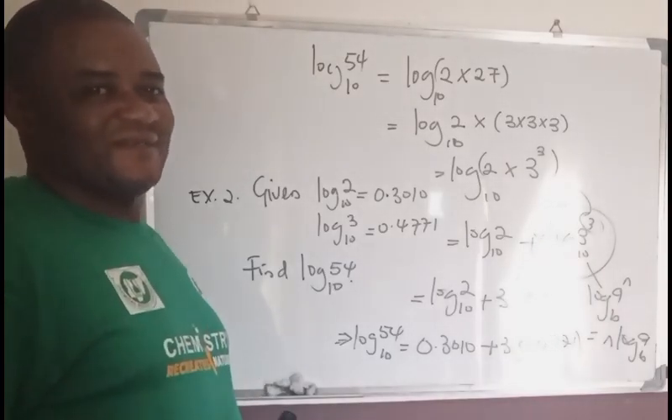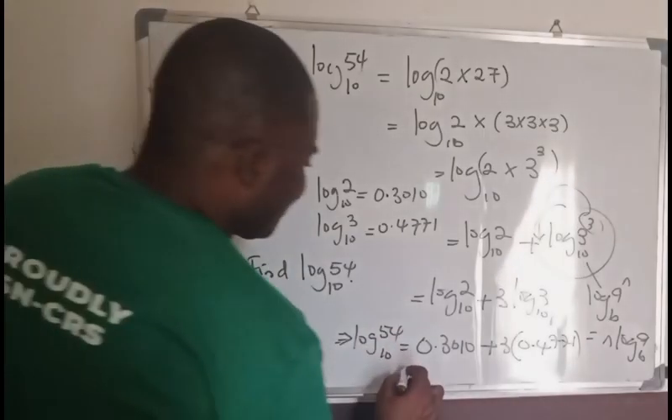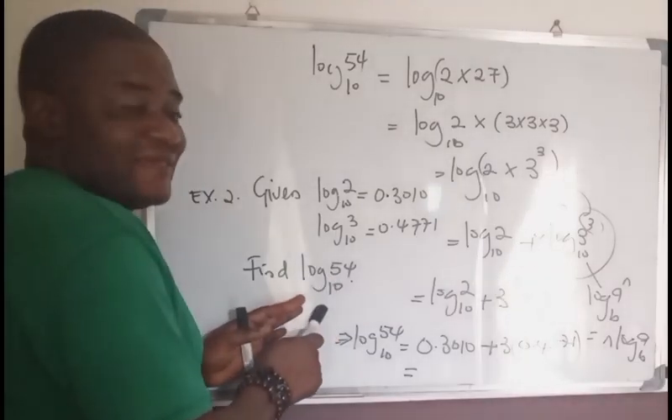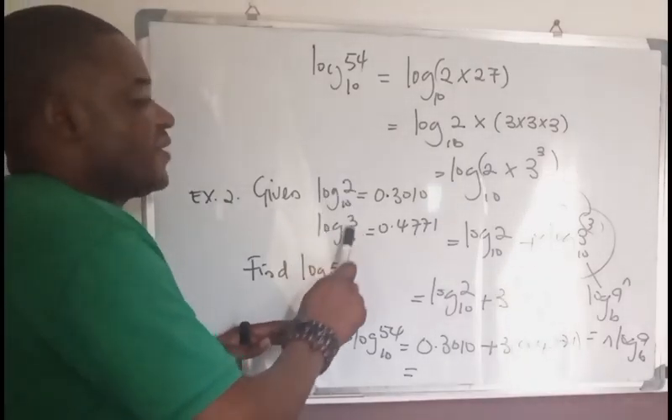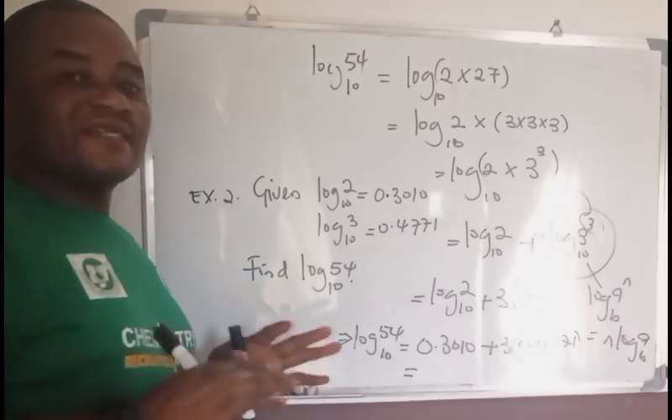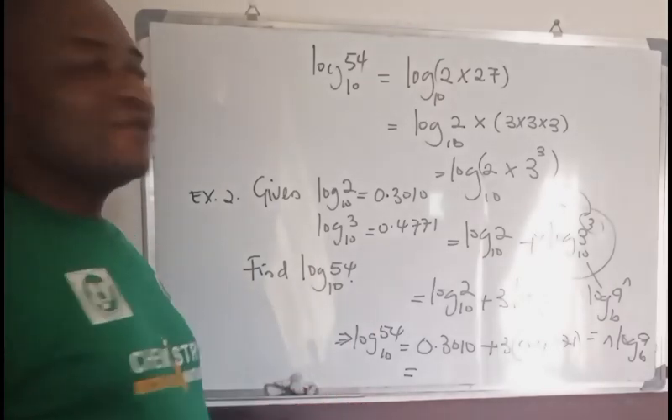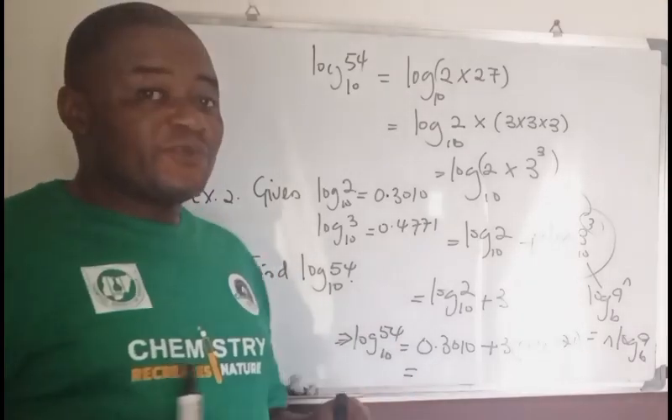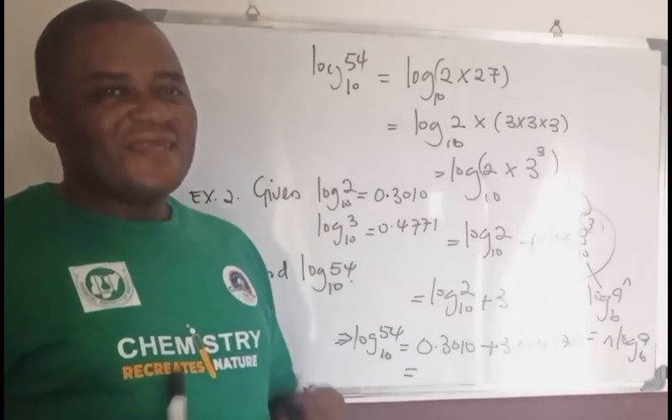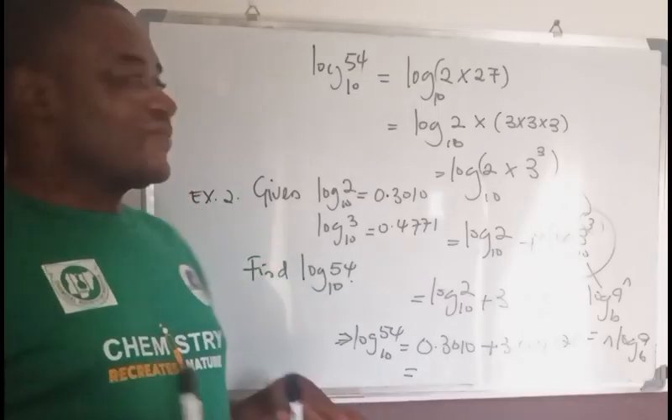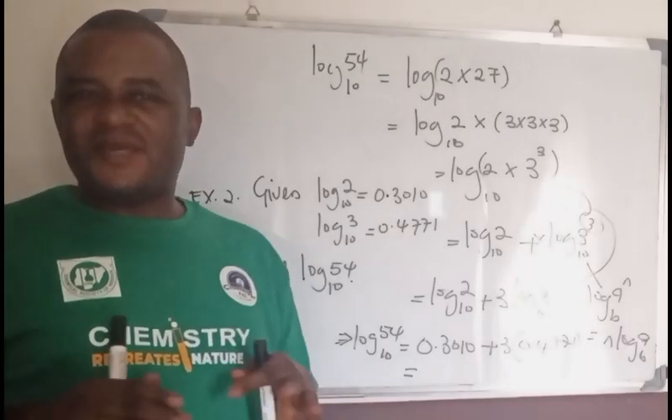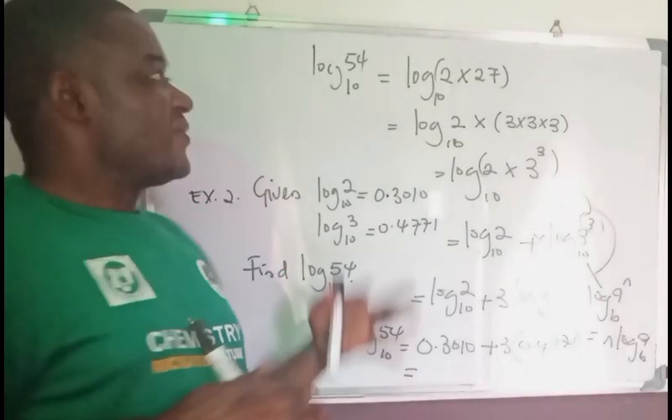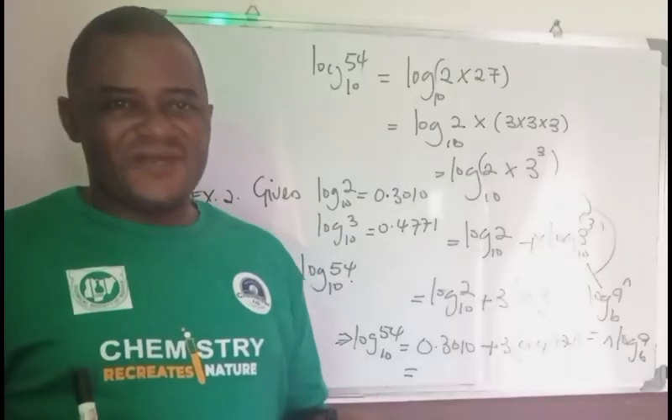And with this, you have been able to solve for log 54 base 10 when you are given log 2 base 10 and log 3 base 10 as these values. It's as simple as that. So you can see that to solve logarithm without tables or without calculator is quite a simple thing to do. Now in our next class, we are going to treat more examples that might seem a bit complicated to some students in logarithms without tables and without calculator.